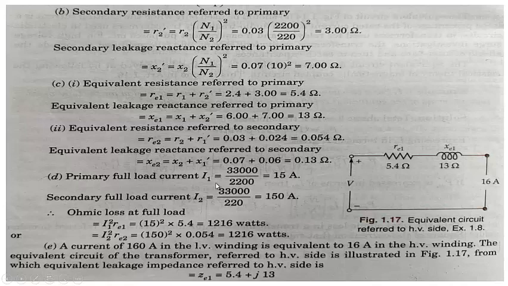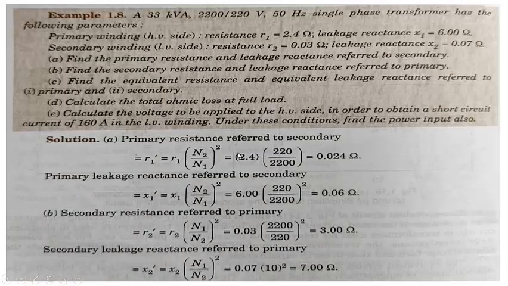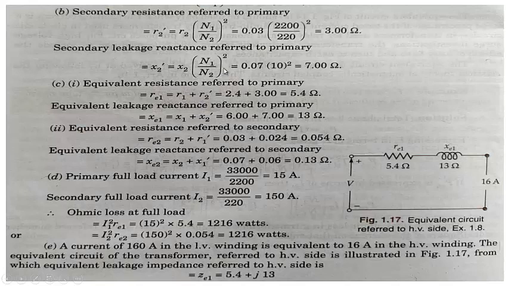Now the primary full load current will be equal to 33 kV divided by 2200, and the secondary full load current will be equal to 33 kV divided by 220. So the primary full load current will be 33,000 divided by 2200, that is 15 ampere, and the secondary full load current will be equal to 150 ampere. They are related by the turns ratio again.